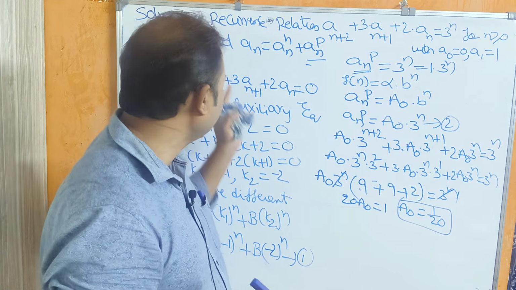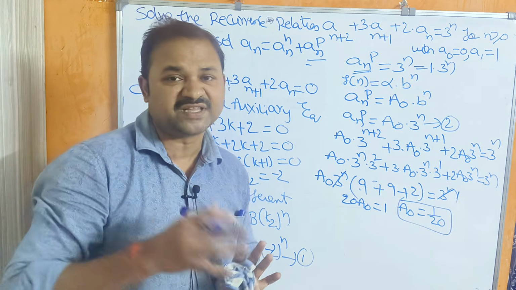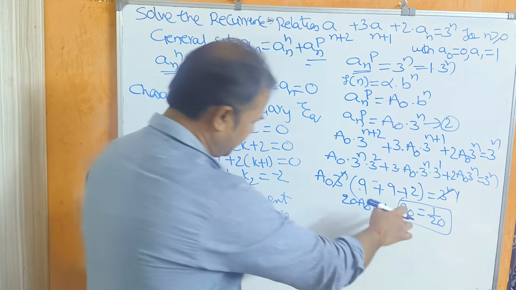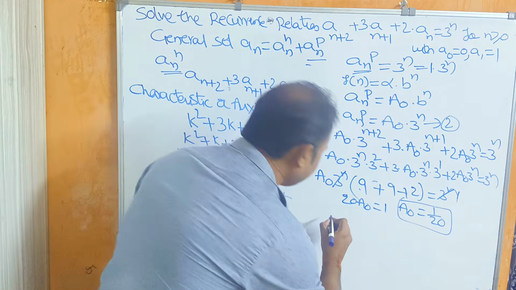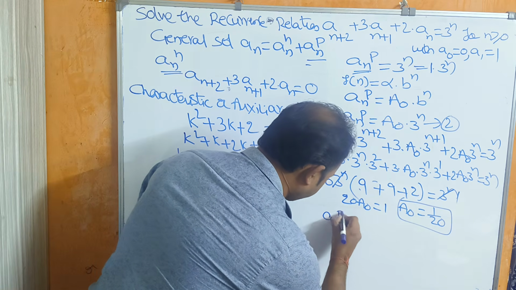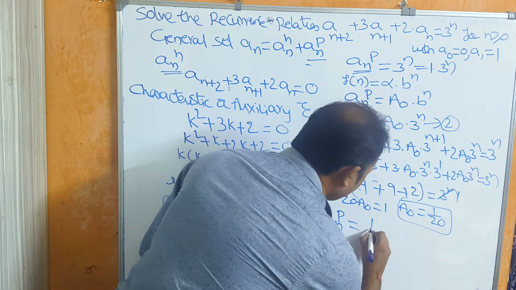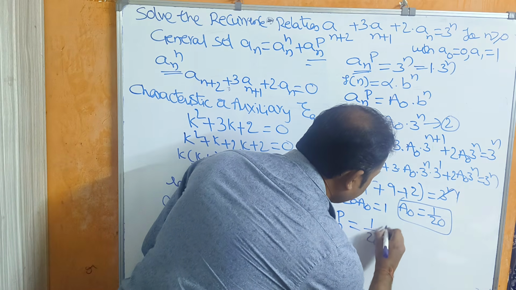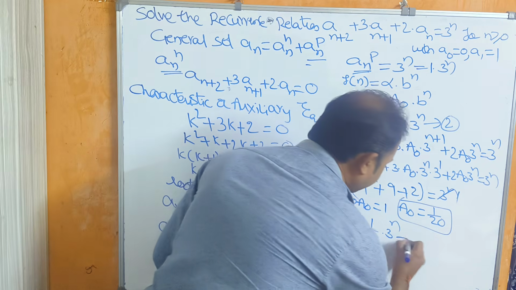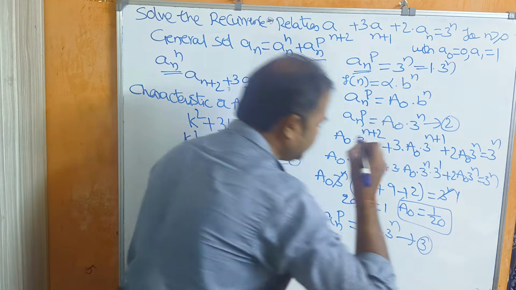Now we need to find out the general solution for the non-homogeneous recurrence relation. For that, substitute a_0 in equation 2. So a_n^p equal to a_0, what is a_0? 1 by 20 into 3^n. Let us assume that this is equation number 3.